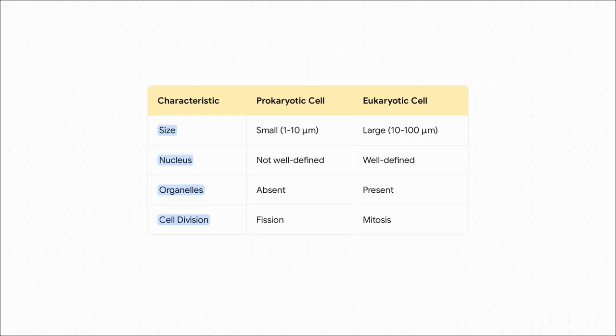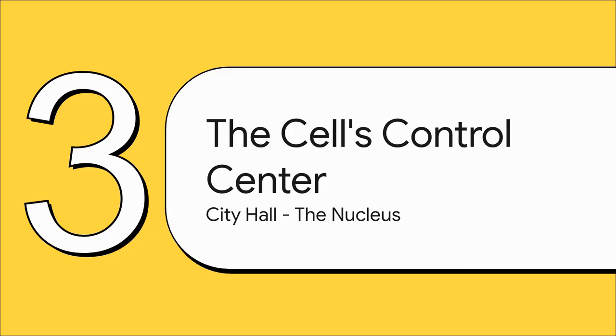Think of prokaryotes as simple villages. They're small, their DNA just kind of floats around in the middle, and they don't have any specialized buildings, what we call organelles. But eukaryotes, that's the metropolis. They're much bigger, their DNA is safely tucked away inside a proper command center, the nucleus, and they've got all these different organelles, each one a specialized district with a very specific job. So let's head into the eukaryotic metropolis.